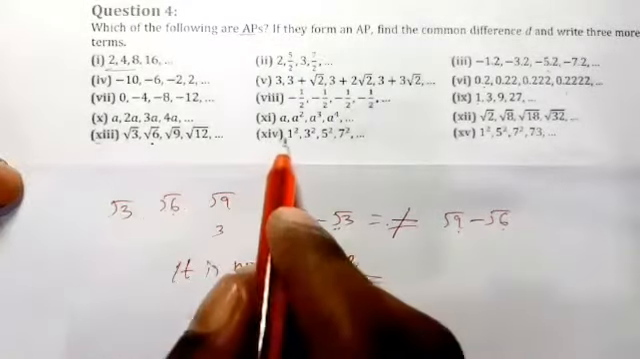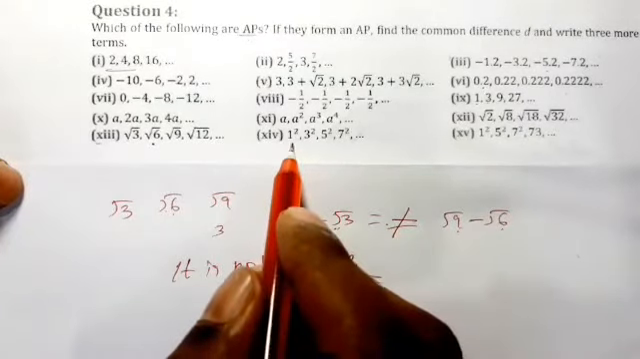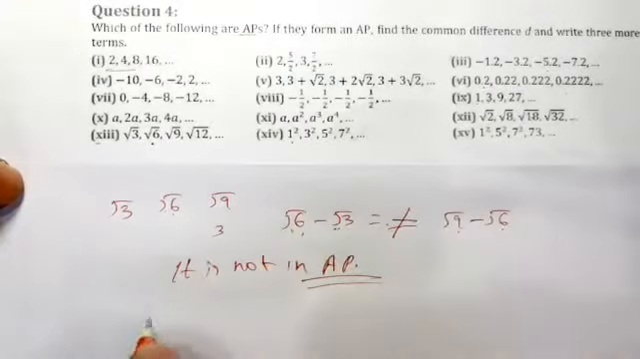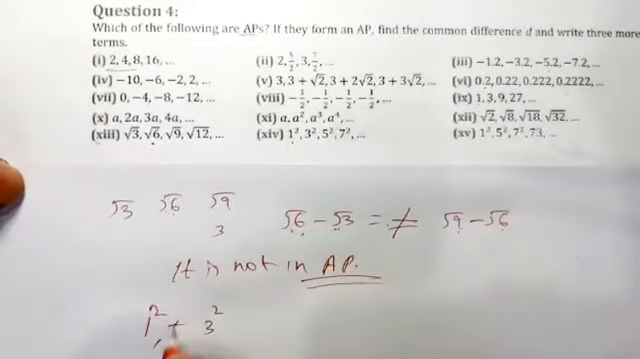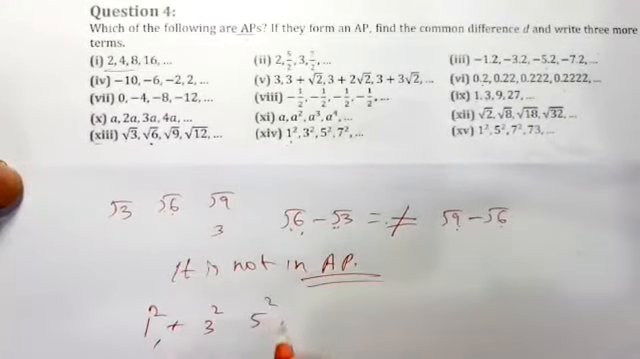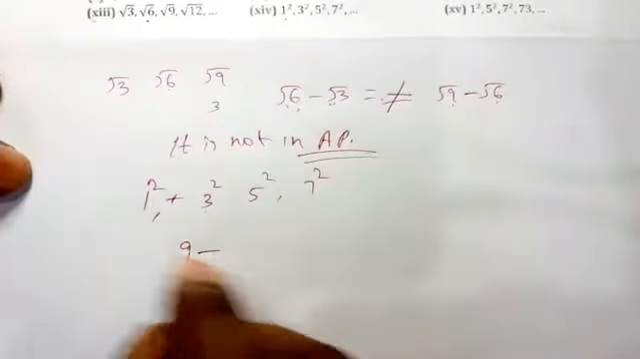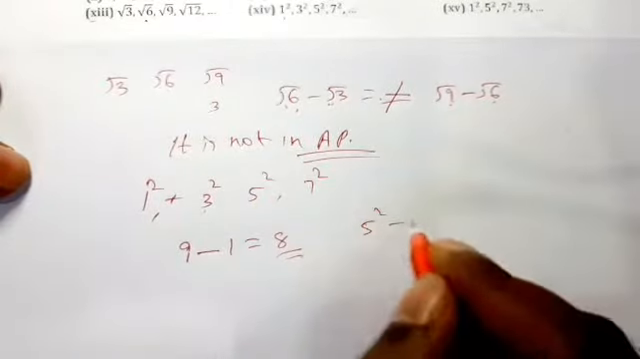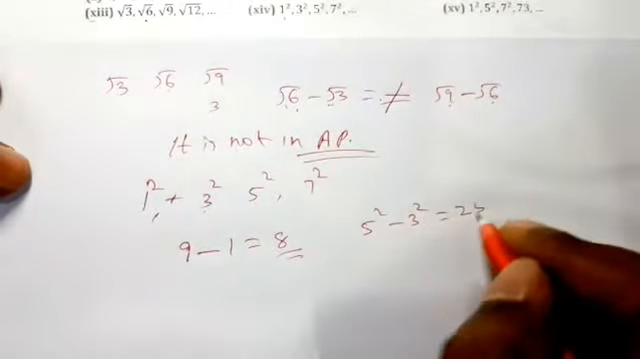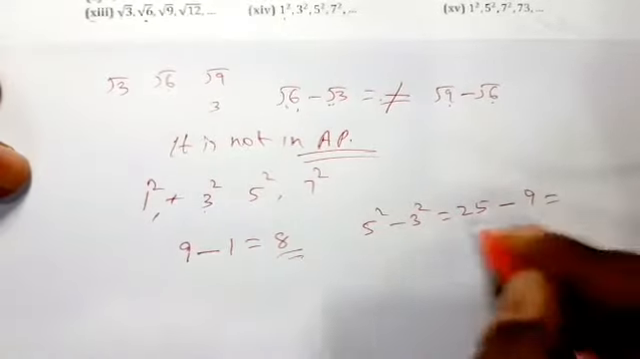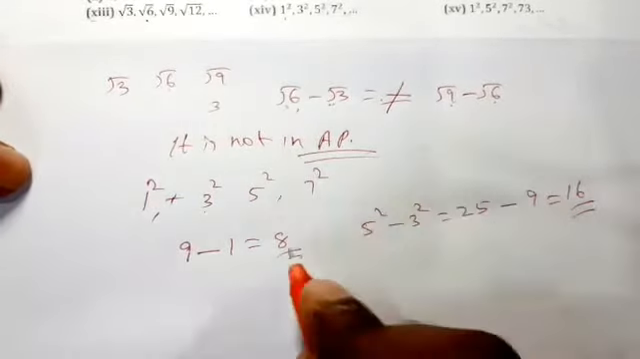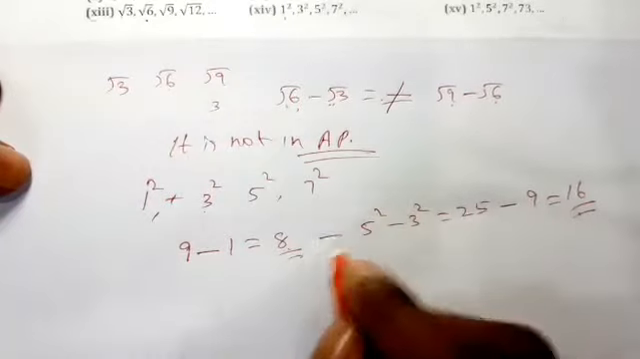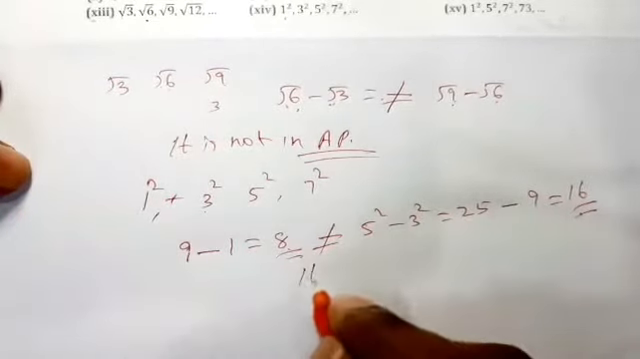Now we are going to discuss the last question, not the second last. 1 square, 3 square, 5 square, 7 square. Here the second term is 3 square, which means 9. 1 square means 1. 9 minus 1 is equal to 8. But 5 square minus 3 square is 25 minus 9, which is equal to 16. So the differences are not common, so it is not in AP.